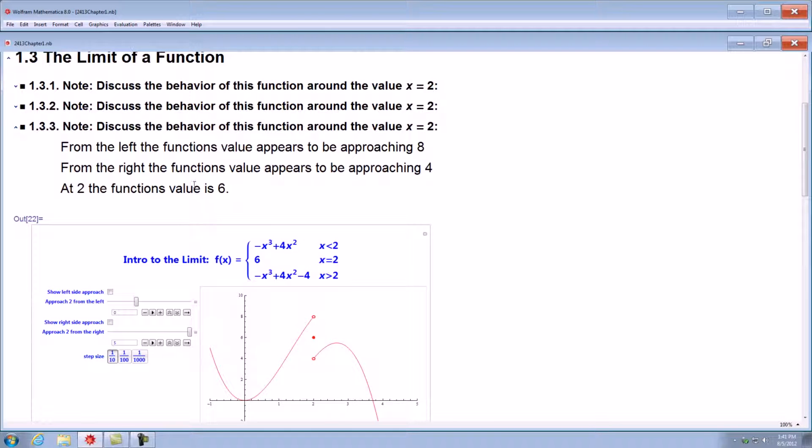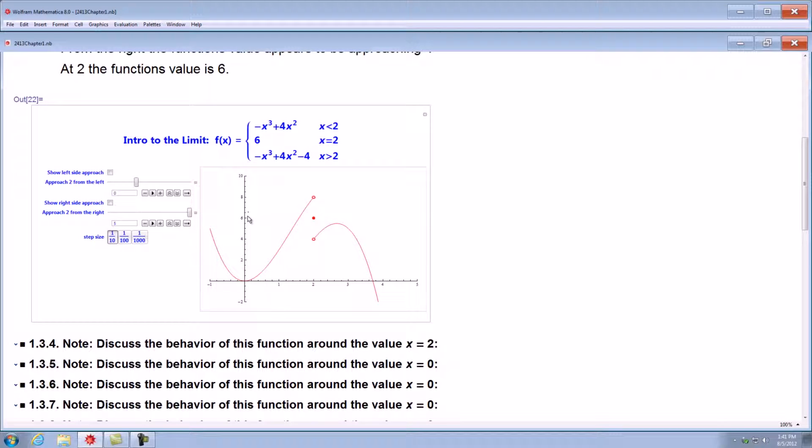Discuss the behavior around 2 again. So this is very similar. This is another piecewise function. What's happening though is at 2, I have a hole here and a hole here, which means the value of the function at 2 is 6. As I approach from the left, I'll go a little quicker through this now. The value of the function appears to be approaching 8, right?